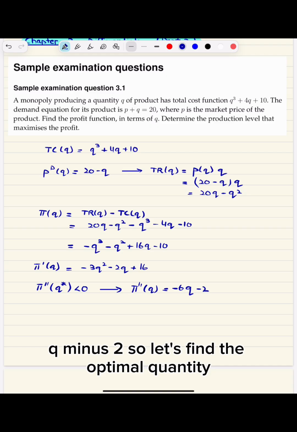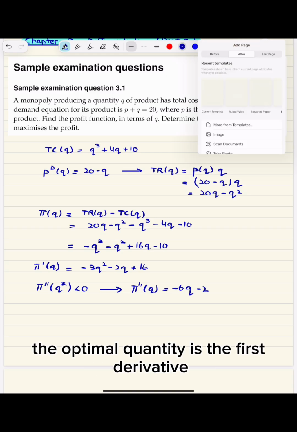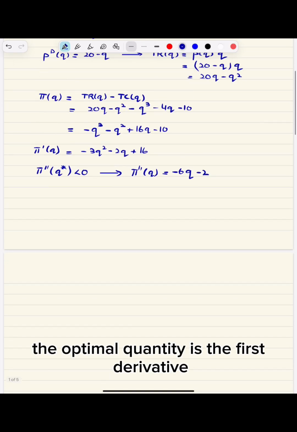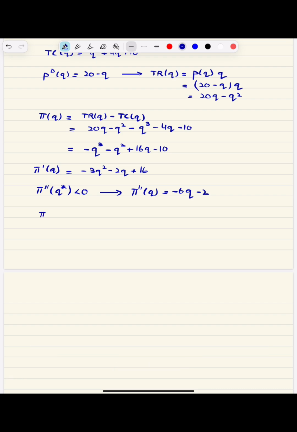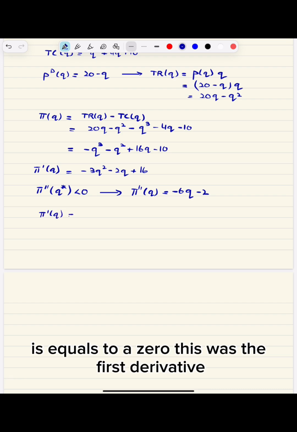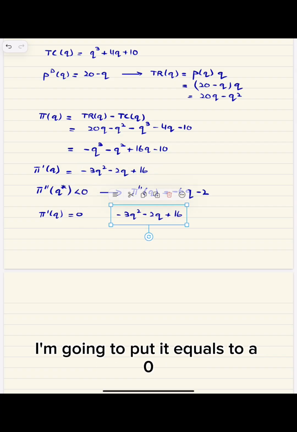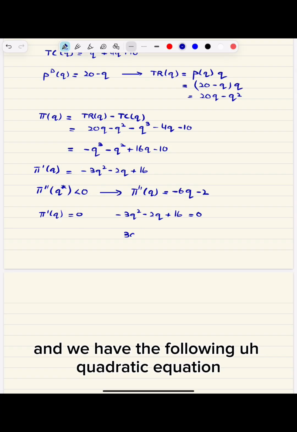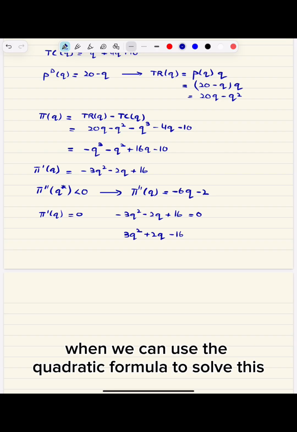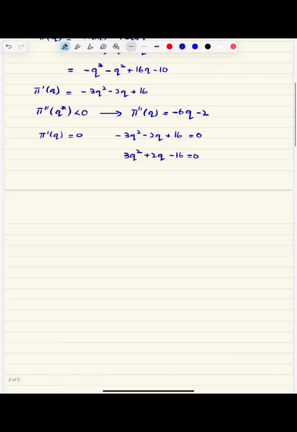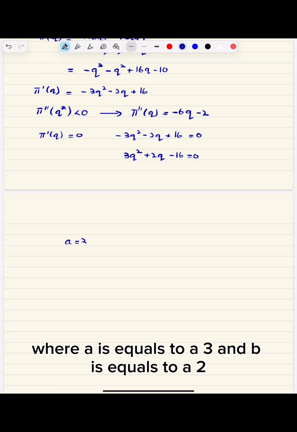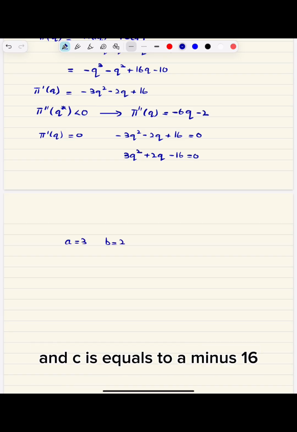So let's find the optimal quantity. The optimal quantity is where the first derivative is equal to 0. This was the first derivative. I'm going to put it equal to 0. And we have the following quadratic equation. We can use the quadratic formula to solve this, where A is equal to 3 and B is equal to 2 and C is equal to minus 16.